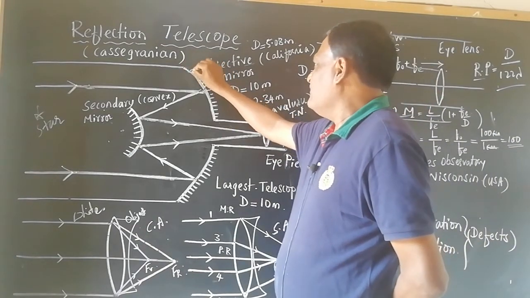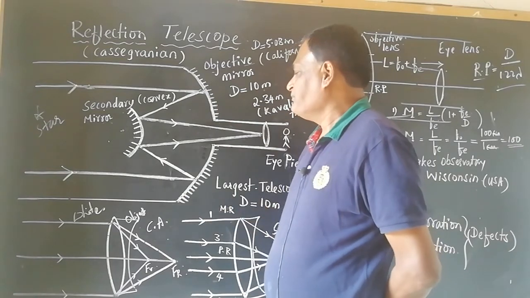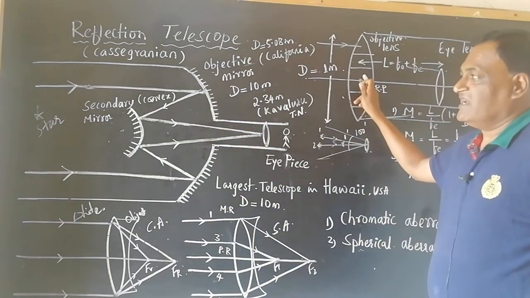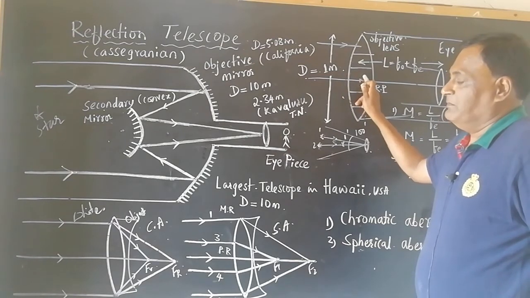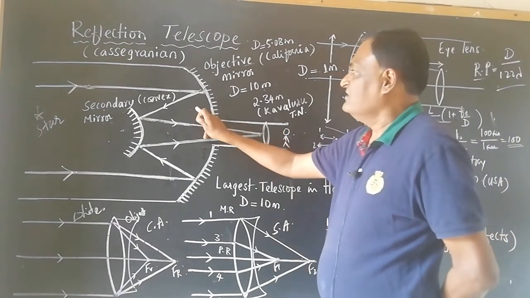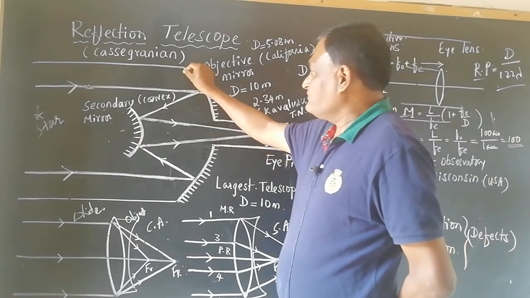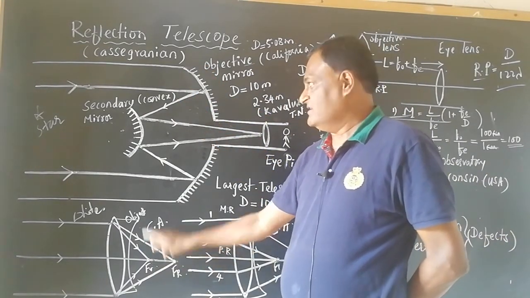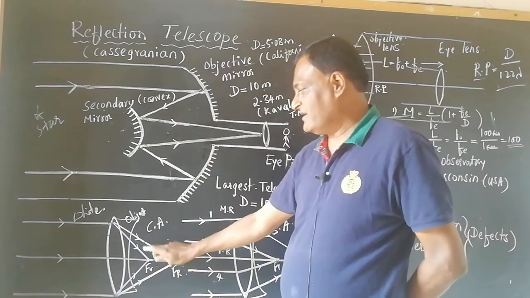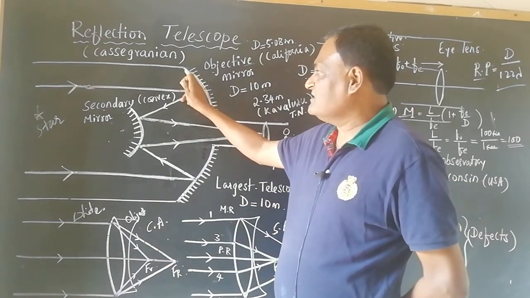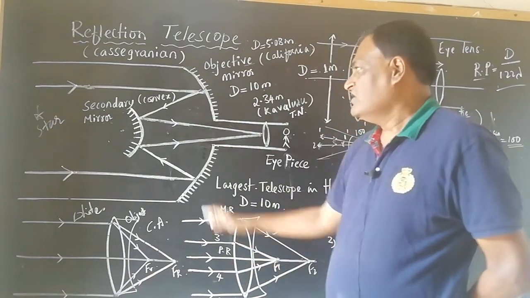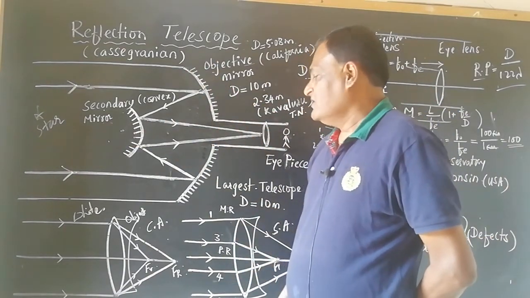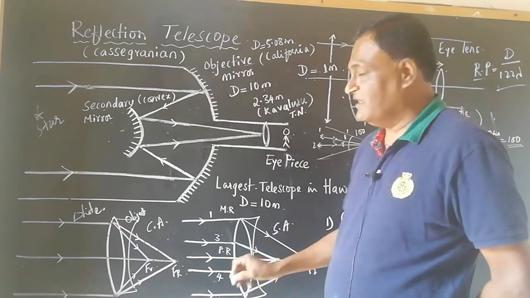So this reflection type telescope has many advantages over a refraction type telescope. The main advantage is it is free from chromatic aberration. Here also, the marginal rays and paraxial rays converge at different points, but that can be eliminated. The spherical aberration can be eliminated.